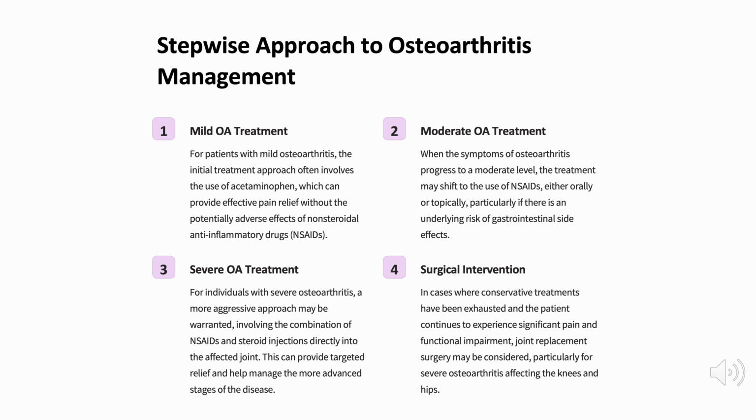When conservative treatments have been exhausted and the patient continues to experience significant pain and functional impairment, surgical intervention may be considered. Joint replacement surgery, particularly for severe OA affecting the knees and hips, can offer long-term relief and improve quality of life. This stepwise approach ensures that treatment strategies are tailored to the individual's needs and the severity of their osteoarthritis symptoms, ultimately optimizing outcomes and enhancing patient well-being.